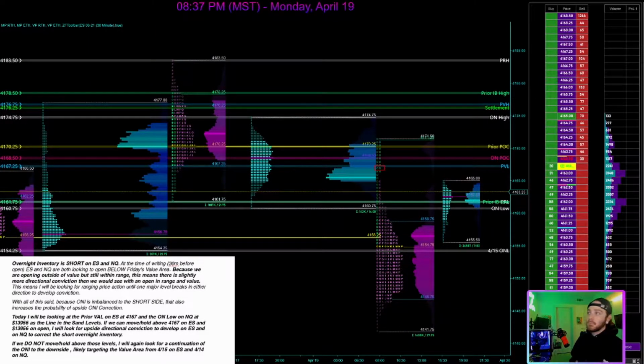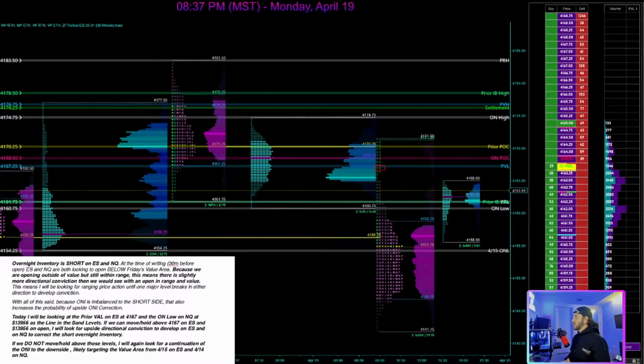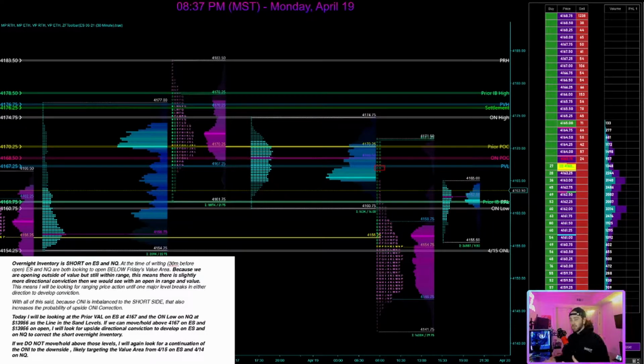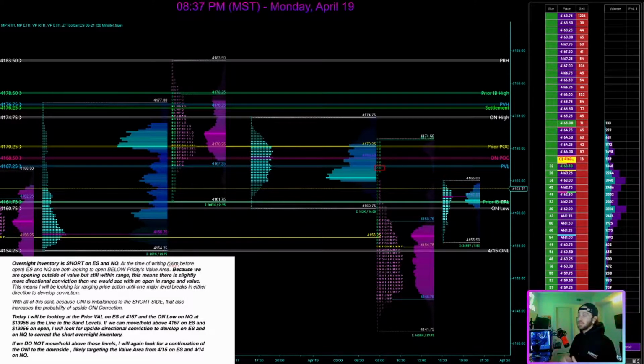So with that said, because overnight inventory is imbalanced to the short side, the higher probability when that happens is also to see the overnight corrected to the upside. Now, we need levels to break to the upside and hold in order for that conviction to develop or that overnight inventory to be corrected. But, generally speaking, that's the higher probability play, to fade the overnight.